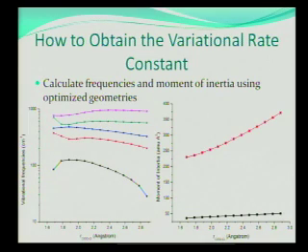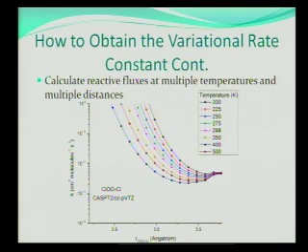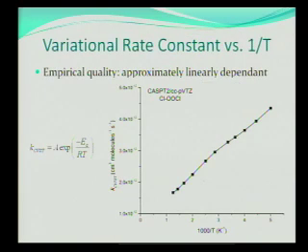And we calculate frequencies and moment of inertia using the geometries. And this was all used to obtain the rate constant. And with these properties of the ClO-OOCl molecule, we can calculate the variational rate constant by calculating the reactive fluxes at multiple temperatures and multiple distances. And the rate constant is the minimum of all of these curves, which is about right here. And this was graphed on my next slide. And it's supposed to be approximately linear.